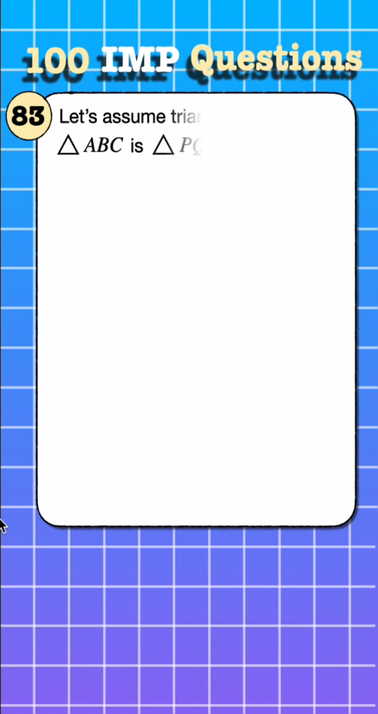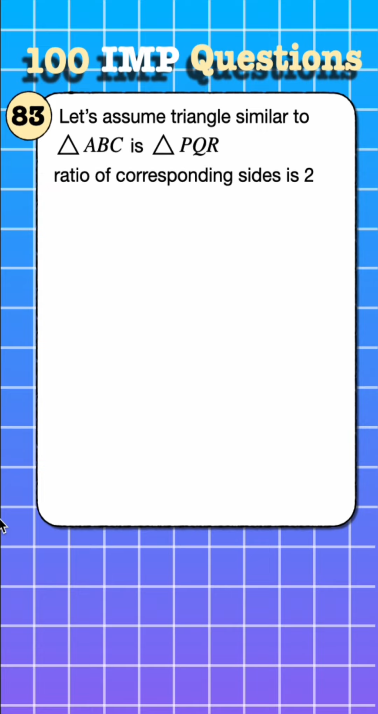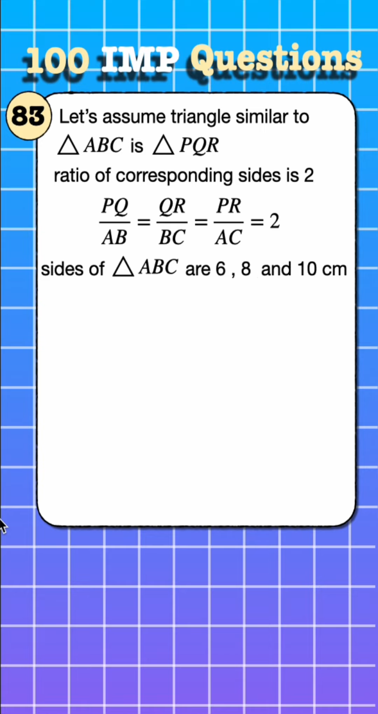So it is given to you that the triangle ABC is similar to the triangle PQR. Then the ratio of the corresponding sides is equal and the ratio is given to you, 2. So we can write PQ upon AB is equal to QR upon BC is equal to PR upon AC, and that is equal to 2. Now the lengths of the triangle ABC are already given, so let's put the values. AB is equal to 6, BC is equal to 8 and AC is equal to 10.